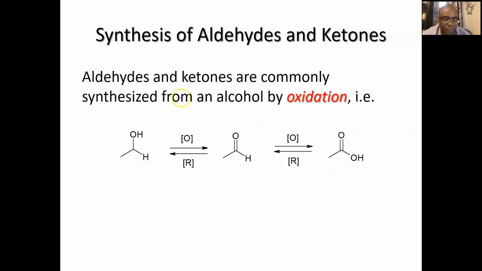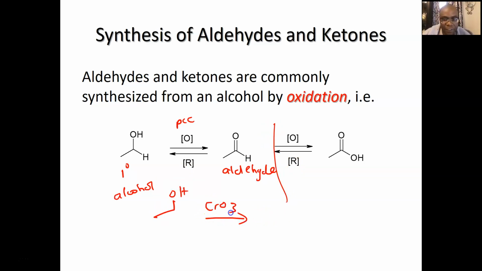Okay. Now, if you have primary alcohol and just use PCC, you'll stop here at the aldehyde. But if you have the primary alcohol and use Jones reagent, it goes all the way to the carboxylic acid. So it will go all the way. Now, going back from carboxylic acid to aldehyde is reduction. That's what the R means. Remember, the O means oxidation.